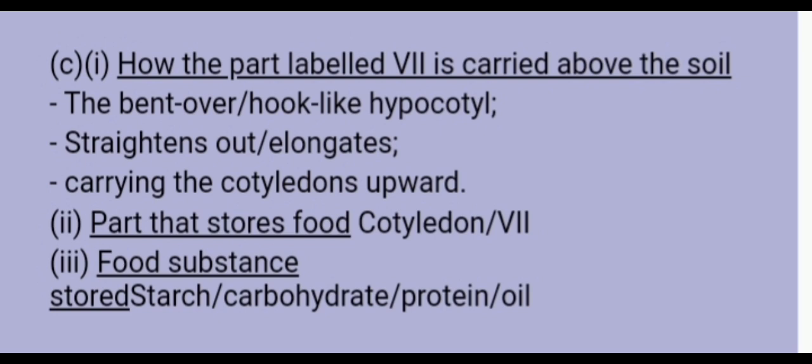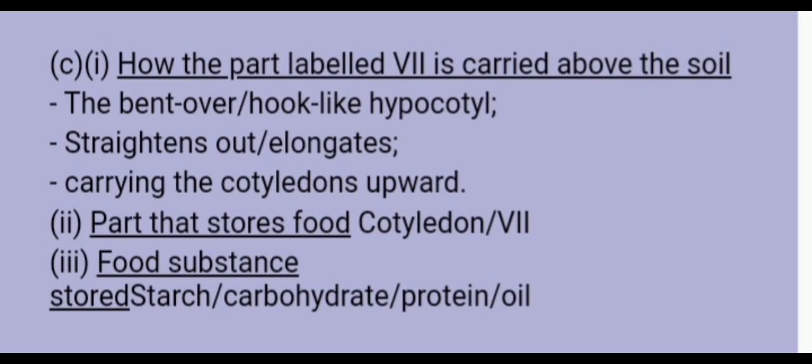All right, now the part that stores food in a bean seedling, or whatever seedling, is the cotyledon, right? The food substance stored is starch, as carbohydrates, and it can be protein and oil also.